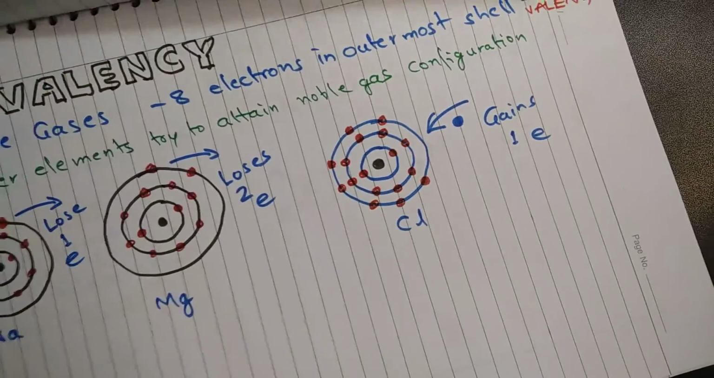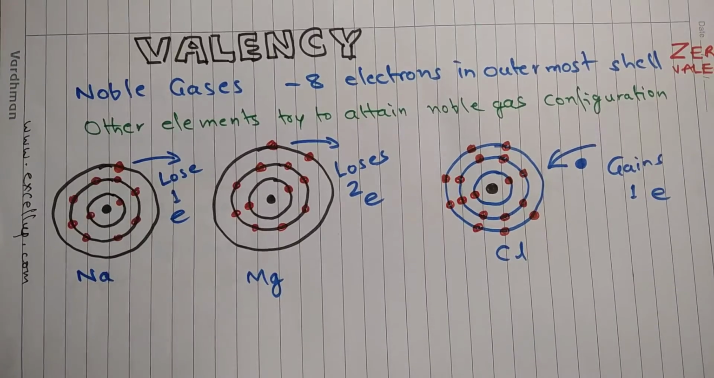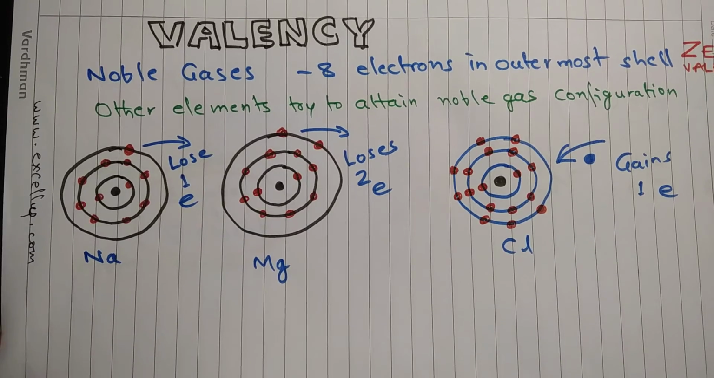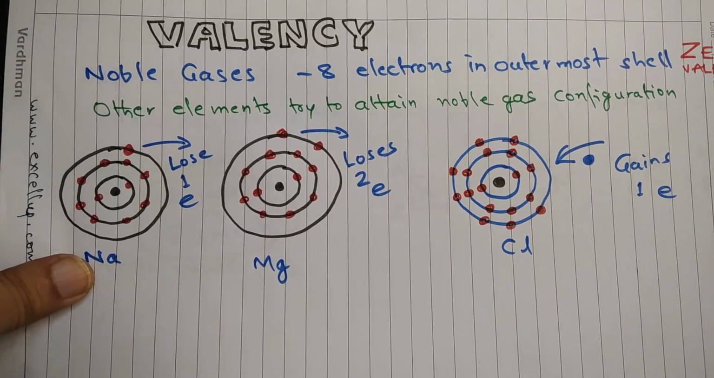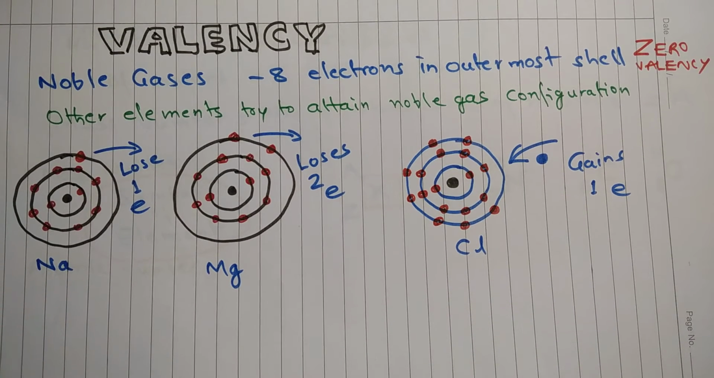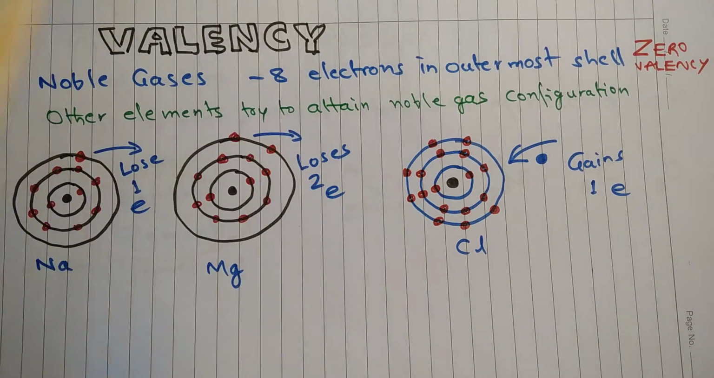Now let us talk about valency. The combining capacity of an element is called valency. To understand this, you need to understand the concept of noble gases. Noble gases are elements which have 8 electrons in the outermost shell. So they have a fully filled outermost shell. Helium has 2 electrons, and apart from that, the remaining noble gases have 8 electrons in the outermost shell.